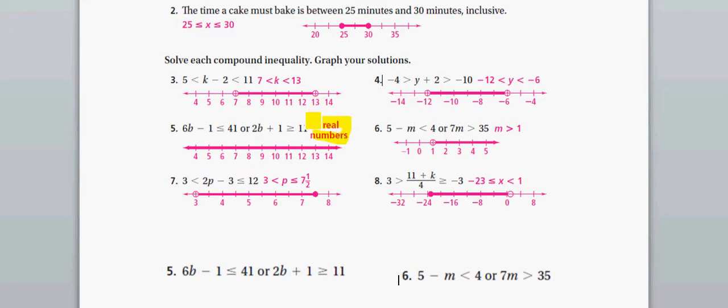In number 6, we would expect, again, an or situation which would have two endpoints and the graphs pointing outward. But instead, we just get one inequality with one graph as our solution, or one shaded in part of the number line as our solution. We're going to take a look at both of these problems.